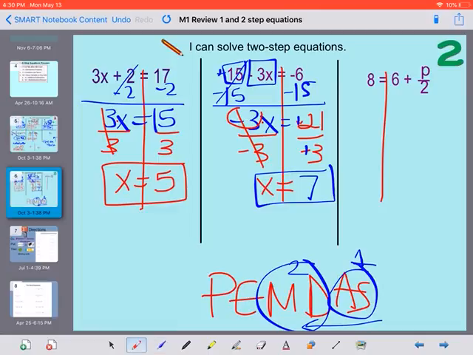And the third one, first getting rid of adding and subtracting. I'm going to subtract 6 because that's a positive 6. 8 minus 6 is 2. And just rewrite what we have, p over 2.